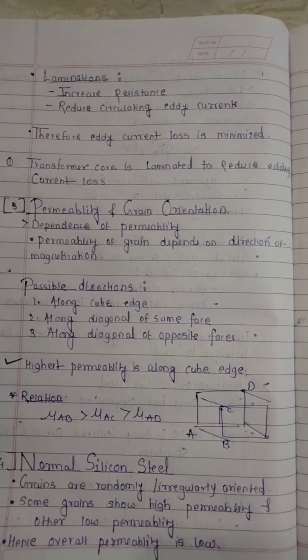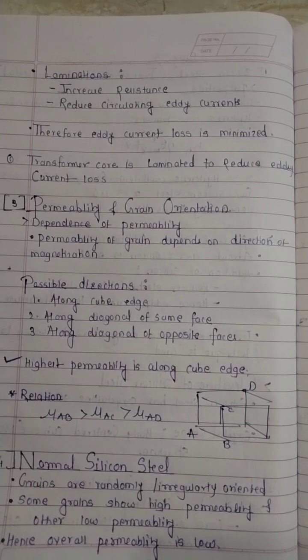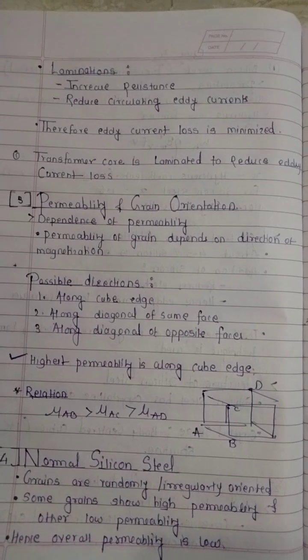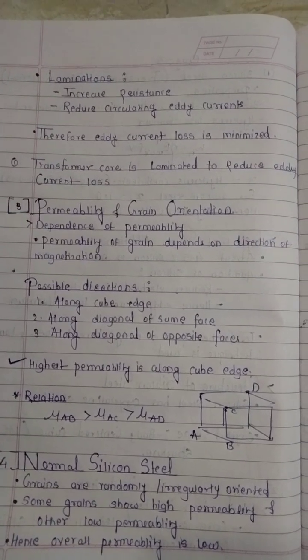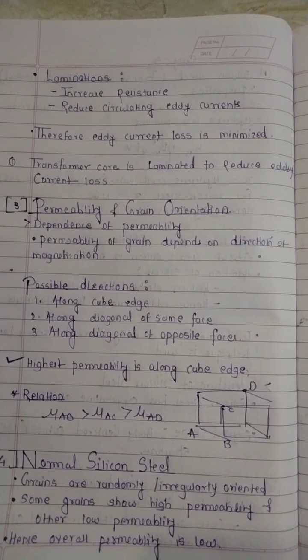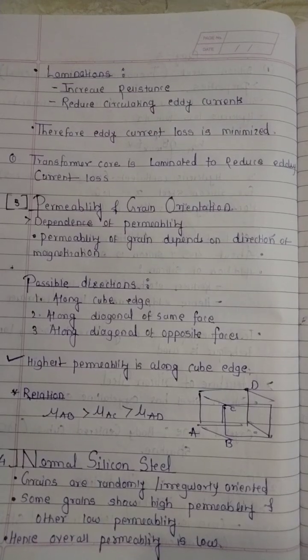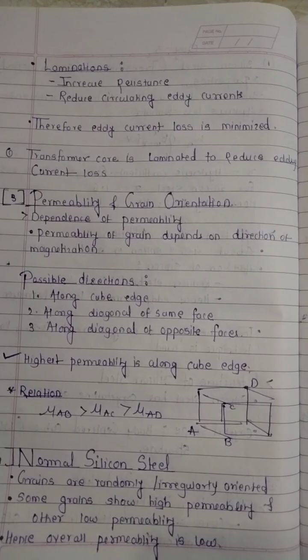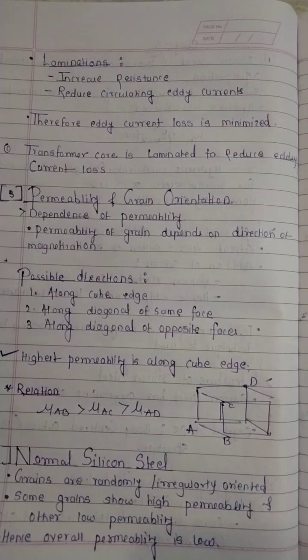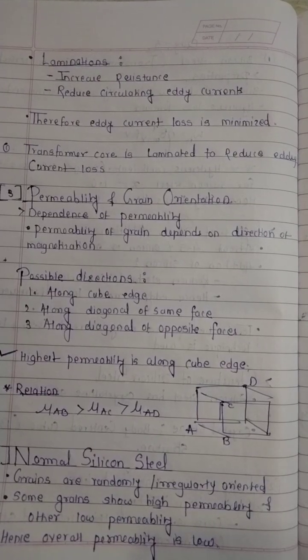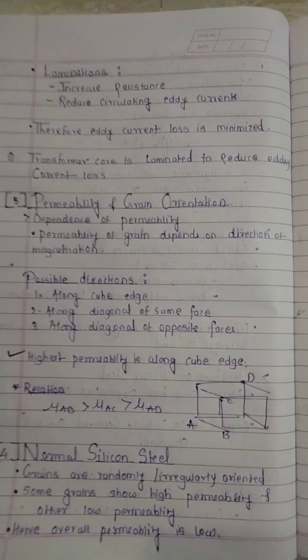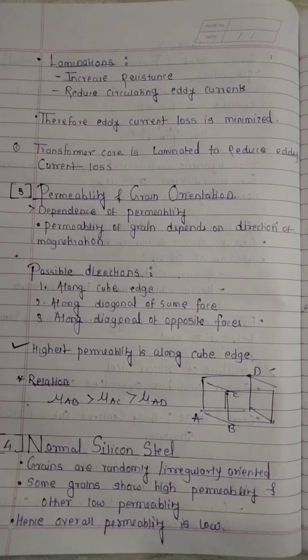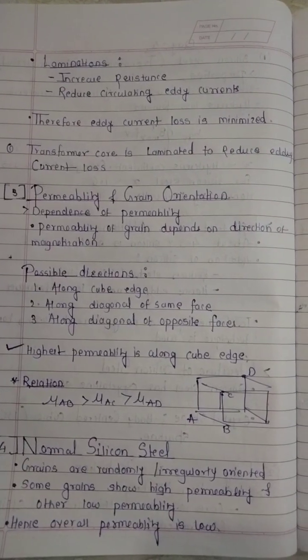Let us see the third point, that is the permeability and the grain orientation. Permeability of the grain depends on the direction of the magnetization. What are the possible directions? Along the cube edge, along the diagonal of some face, along the diagonal of opposite faces. Highest permeability is along the cube edge.